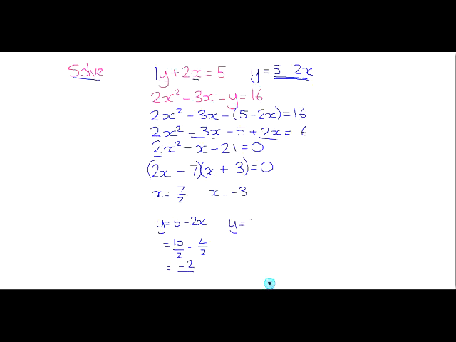This one's going to be a bit easier. So 5 take away 2 lots of that. So 2 of those is minus 6. So y is going to be 11.